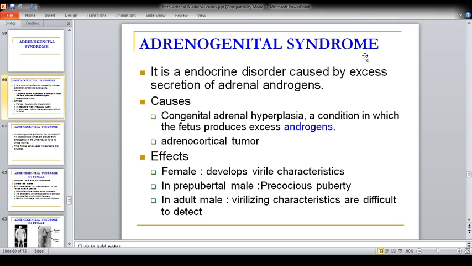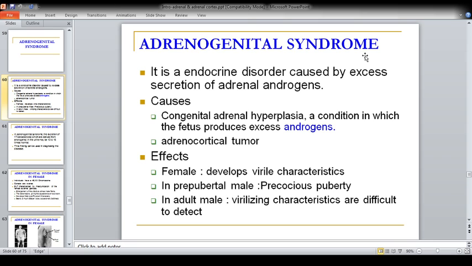Moreover, a benign tumor is surrounded on all sides by a capsule, so it is encapsulated, well circumscribed. A malignant tumor does not have this. So an adrenocortical tumor can be another reason due to which excessive androgens can be produced. So what are its effects?